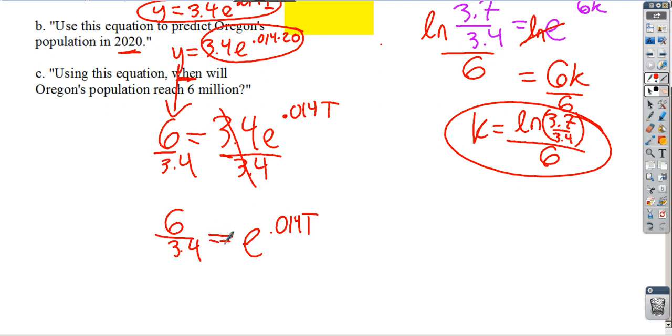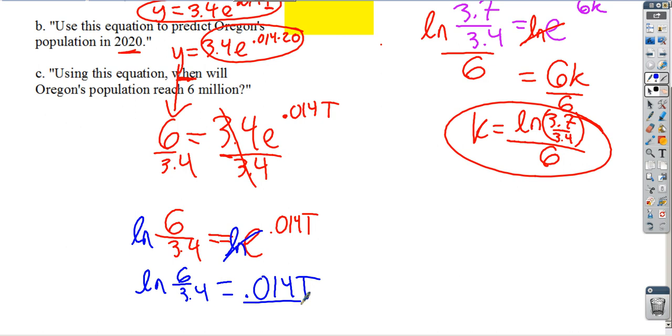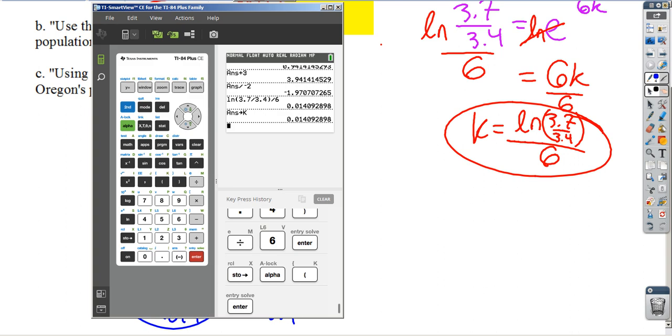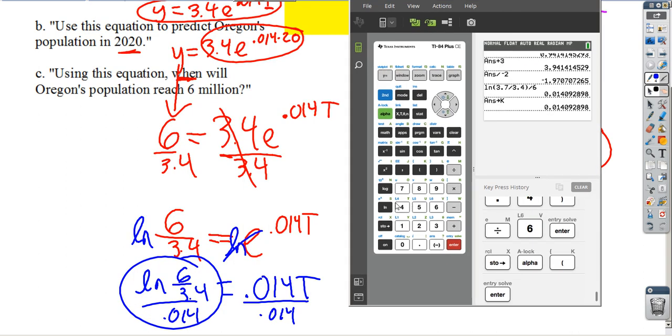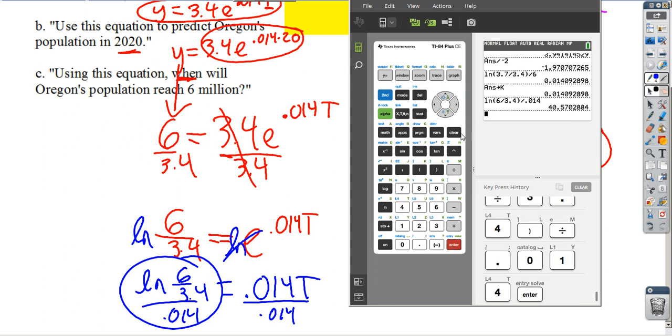How do we get the t to come down? We'll do it by taking the log, the natural log of both sides. These will cancel, and we'll get 0.014t is equal to this number right here. Last thing is divide by 0.014, and whatever that is the amount of time needed to get 6 million. Let's check that right now in the calculator. Oops, we have the natural log of 6 divided by 3.4, and then we need to divide that by 0.014, and that should give us 40.57 years.